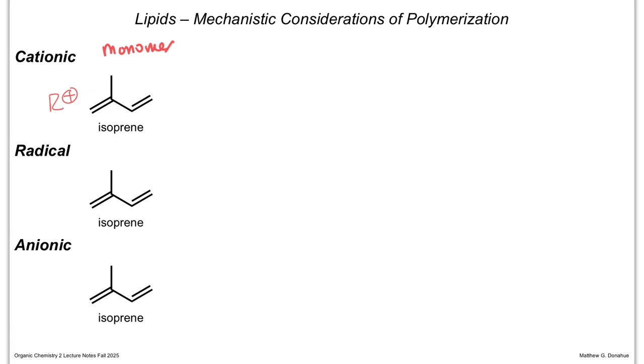So I'm just going to say R plus for some reactive intermediate. So that wants some electrons. And the pi bonds have electrons. So the electrons will come out and initiate the chain, the polymerization. So because it's cationic, that plus charge has to be conserved, and it'll end up right there because the electrons from the pi bond formed a new sigma bond here.